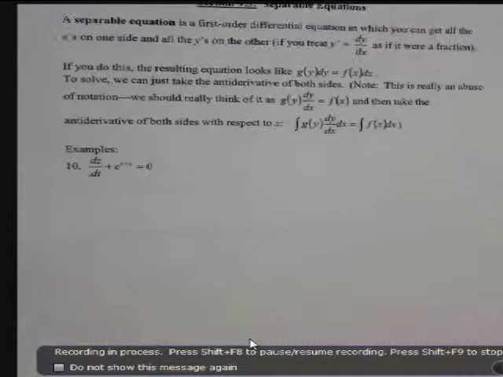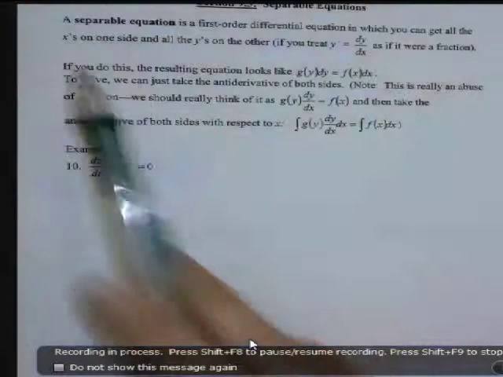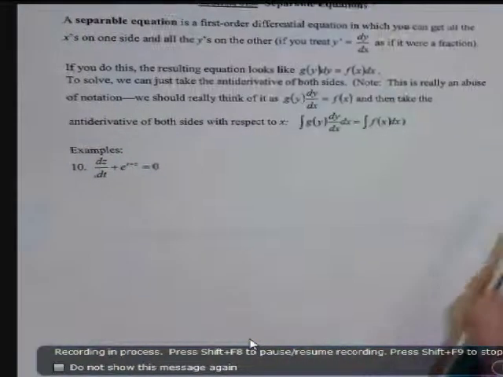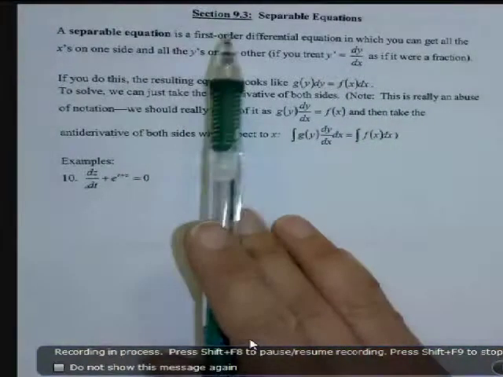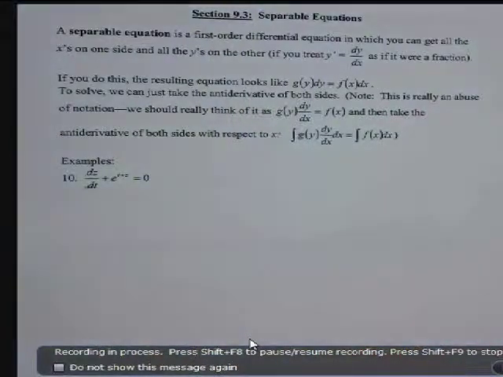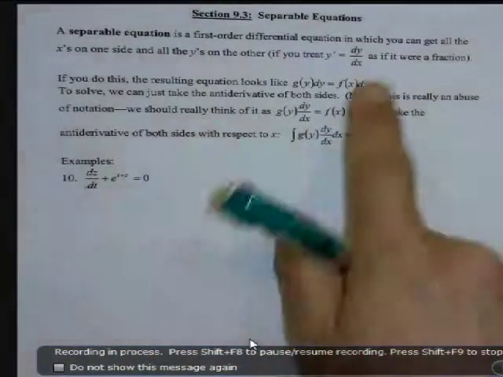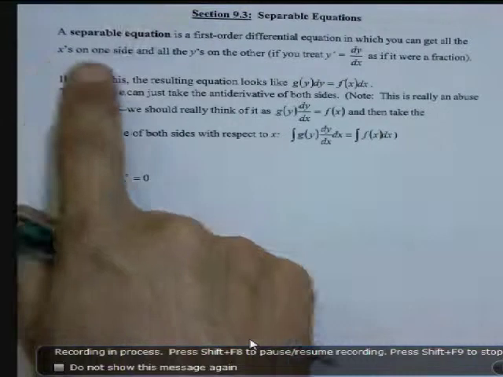9.3 is on separable equations. By definition, a separable equation is a first order equation. First order means there's only the first derivative in there. There's no y double prime. It's one in which you get all the x's on one side and all the y's on the other.